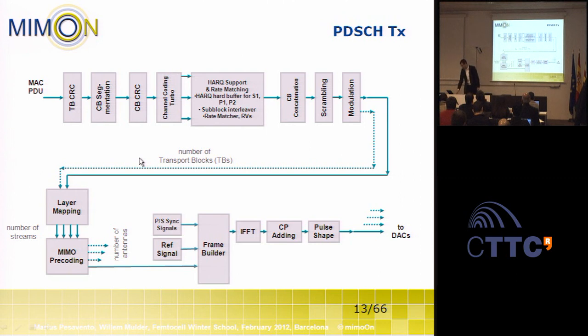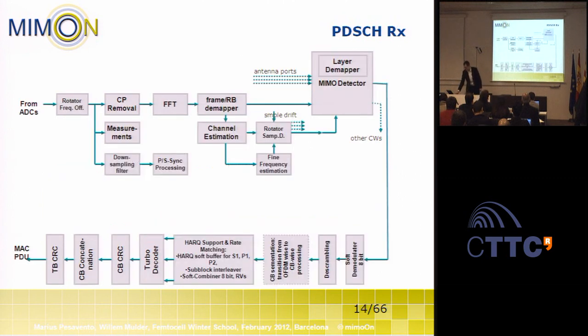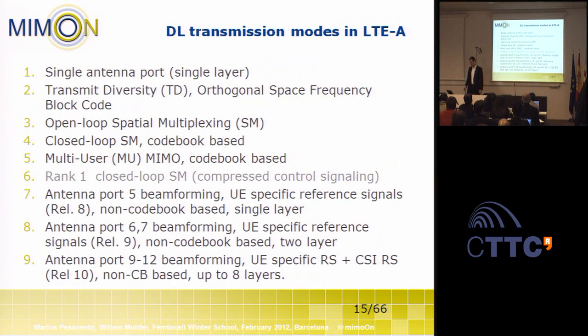At the receiver, I want to skip this. At the receiver side, we perform the opposite processing, and if there is no correct reception, then an acknowledgement command will be reported, and retransmission will be initiated. So let me, please.